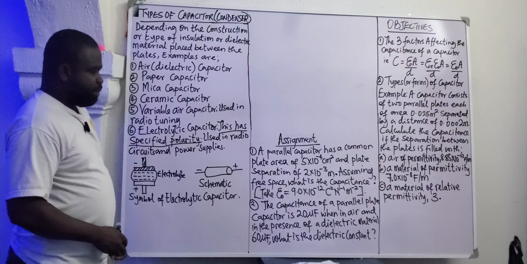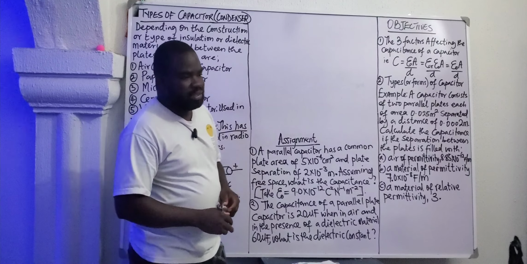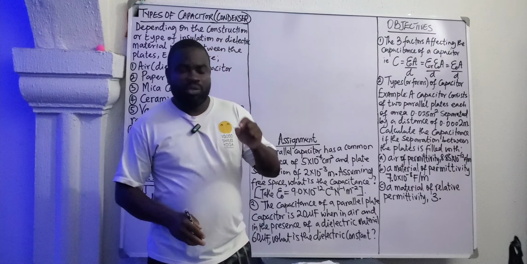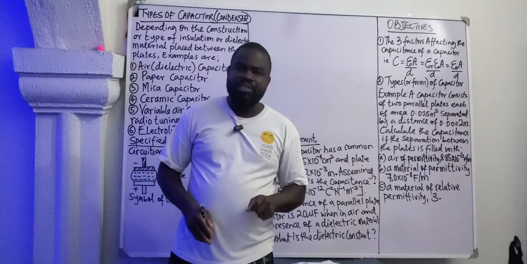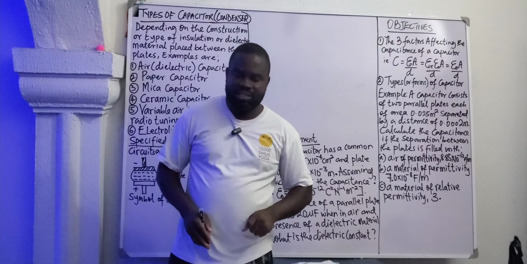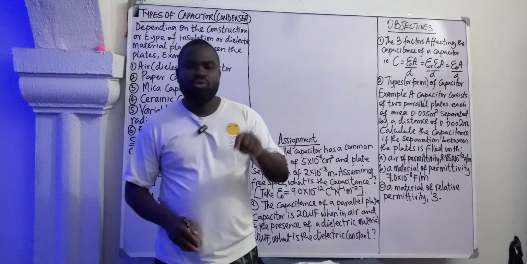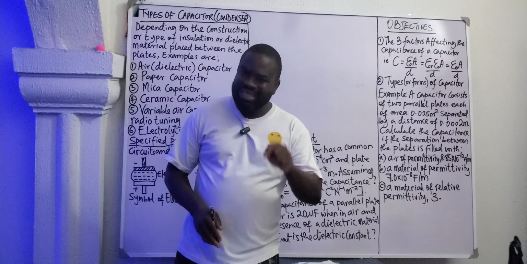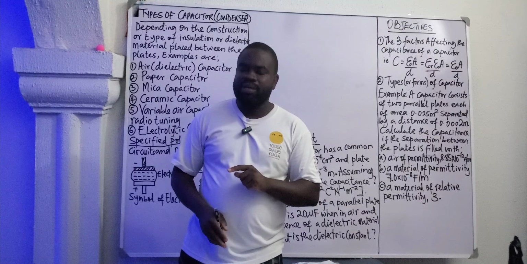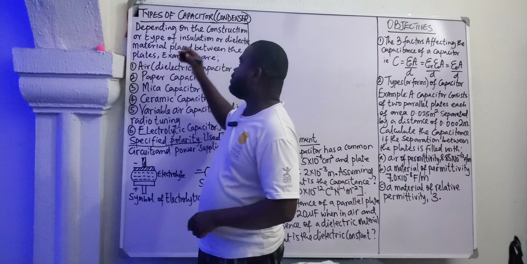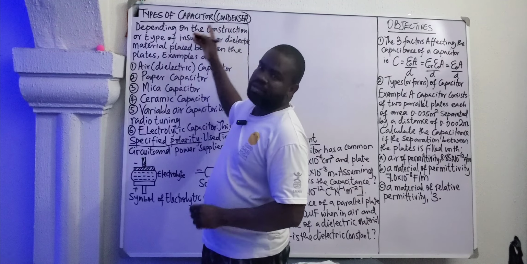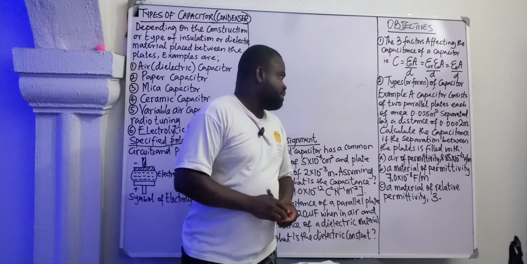Electrolyte. Now, we said in our last class that capacitor stores energy in form of electric charge. I also want to add that capacitor stores electrostatic energy. Take note of that. And we can also call capacitor condenser.